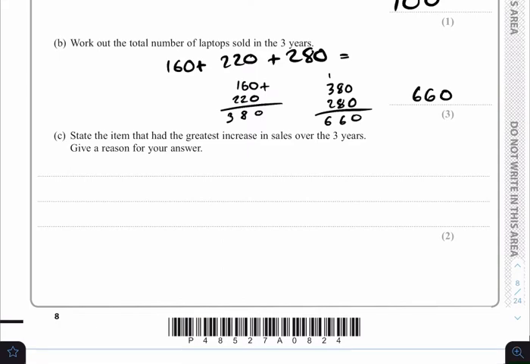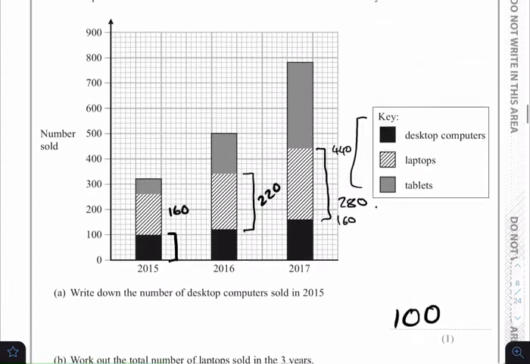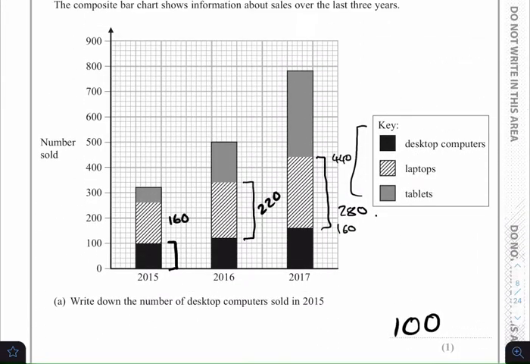State the items that had the greatest increase in sales over the 3 years and give a reasoning for your answer. So what we can do is visually look, and what you want to look for is the product that's had the greatest increase, so the biggest rise from 2015 to 2016 to 2017. We can see a fairly smallish rise here for desktop computers. The rise in laptops over the years has been a bit larger. However, we can see that the increase from tablets from 2015 to 2017 has been the largest.